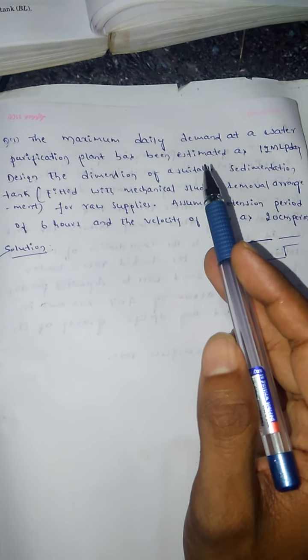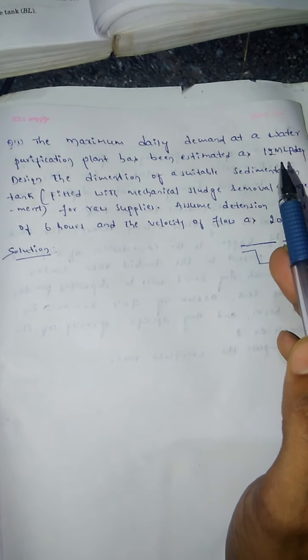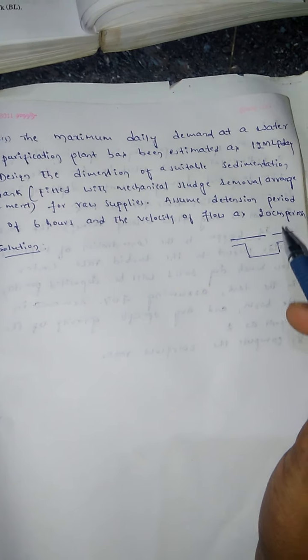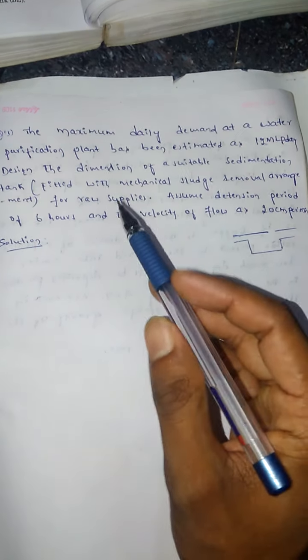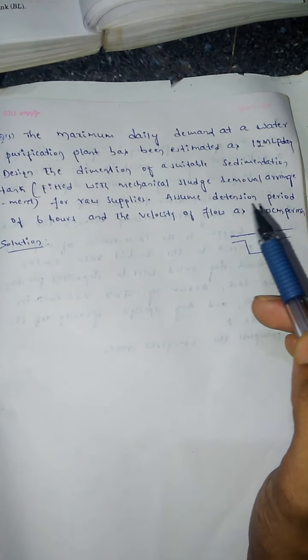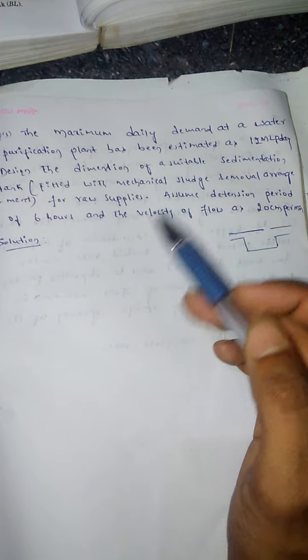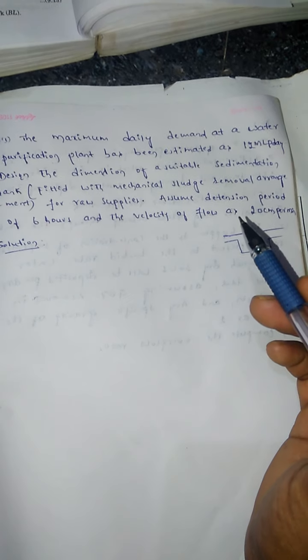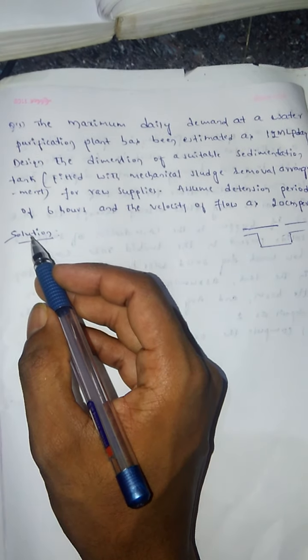Here, the maximum daily demand of water, the amount of water required for this community area, is 12 million liters per day. We need to design the size, that is length, breadth and depth, of the sedimentation tank. He already told that no manual cleaning will be there, mechanical cleaning will be there. Suppose he has not given the detention period, you can assume the detention period as 6 hours and velocity of flow as 20 centimeter per minute. Let us solve it. So first thing is the solution part.